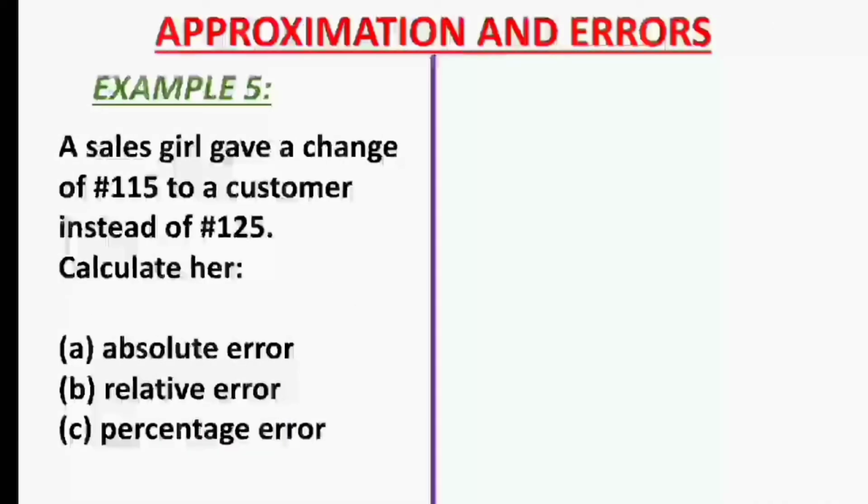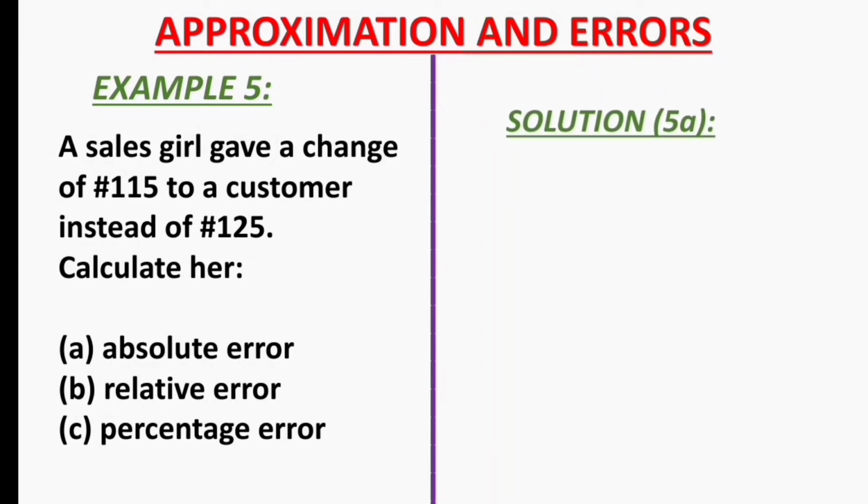Moving on to our 5th question. A sales girl gave a change of 115 naira to a customer instead of 125 naira. Calculate her absolute error, relative error, and percentage error. In this question, can you tell the true value and the measured value in this question 5? Let's see if you are correct.